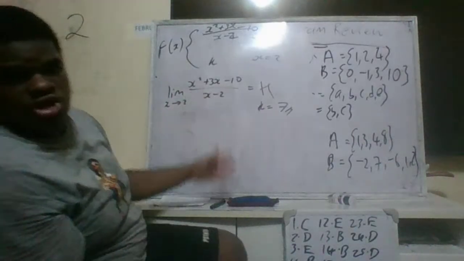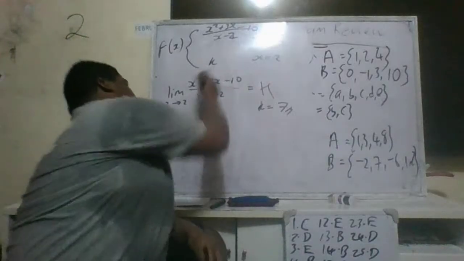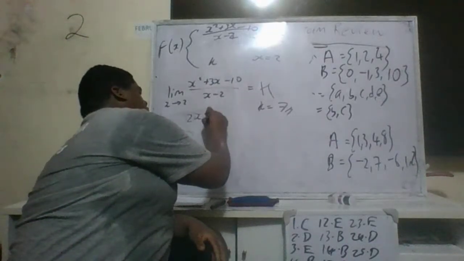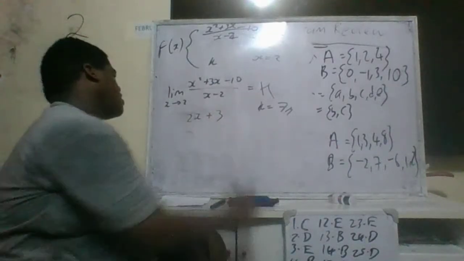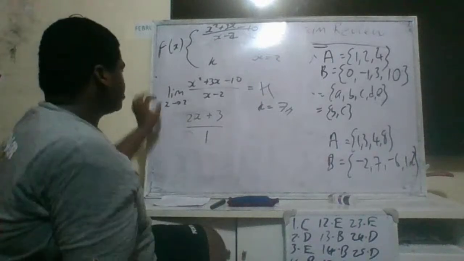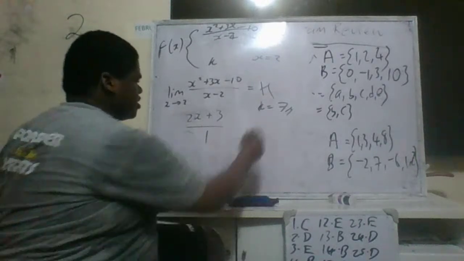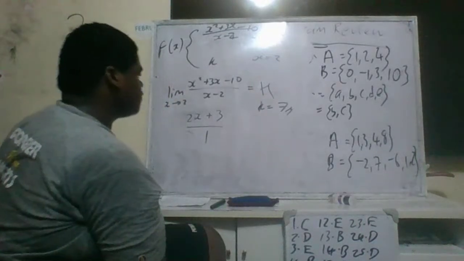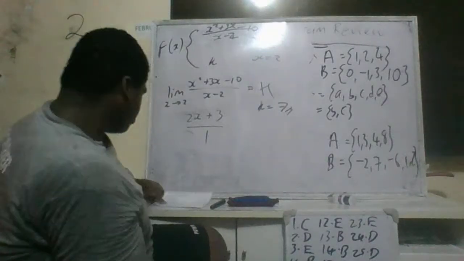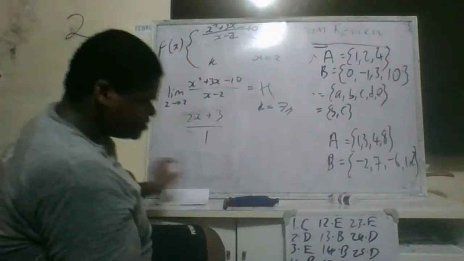But in case you want to use this method, you can use L'Hospital's rule. Differentiate the numerator, you have 2x plus 3 divided by 1. Plug in x equals 2, you have 4 plus 3, and you have the same thing, k is equal to 7. So that's the answer, k is equal to 7, option D.